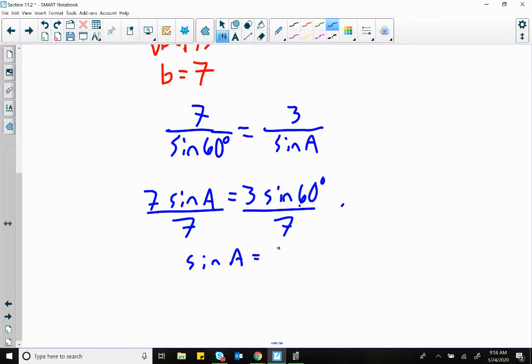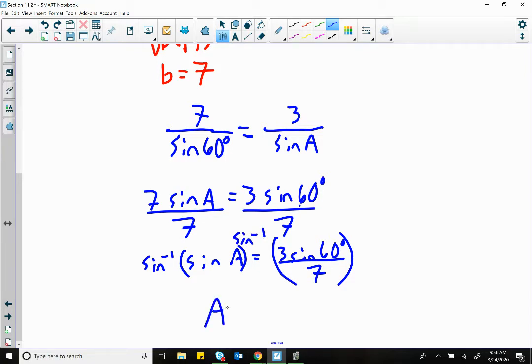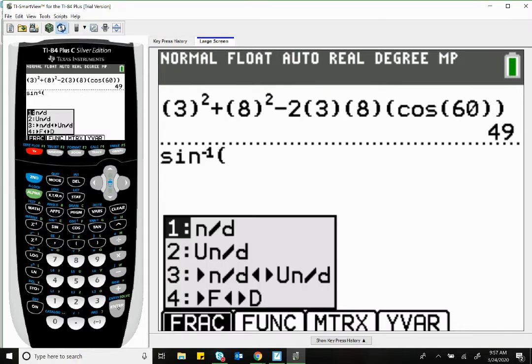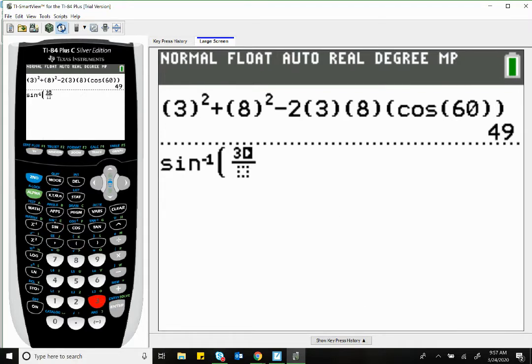Sine A equals 3 sine 60 all over 7. And how do we get the A by itself? We take the inverse, sine inverse. So A is equal to second sine, there's our inverse, alpha y equals, we've got 3 sine 60 all over 7. Scroll out to the front, close it up.